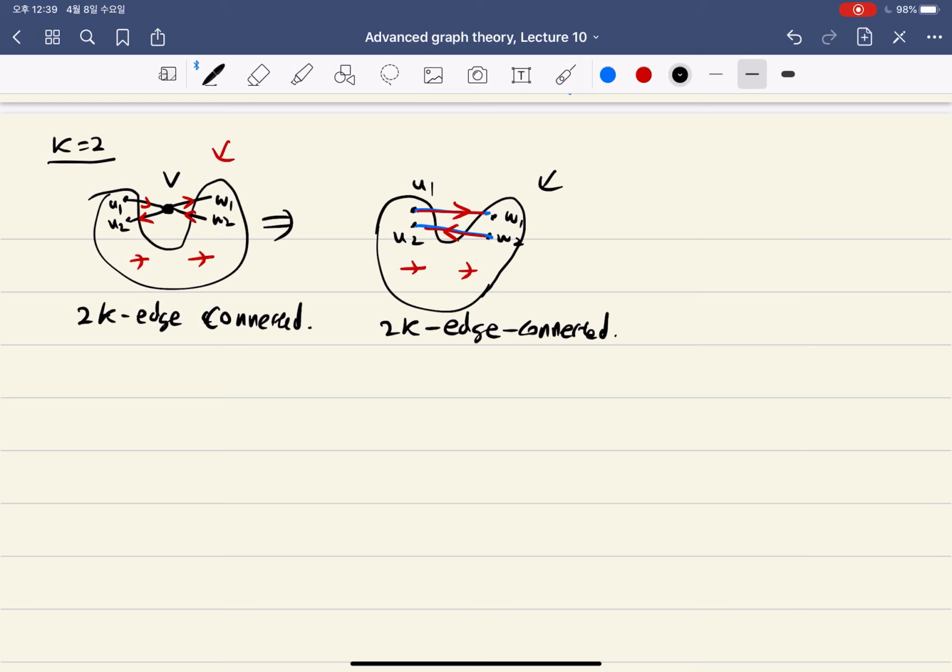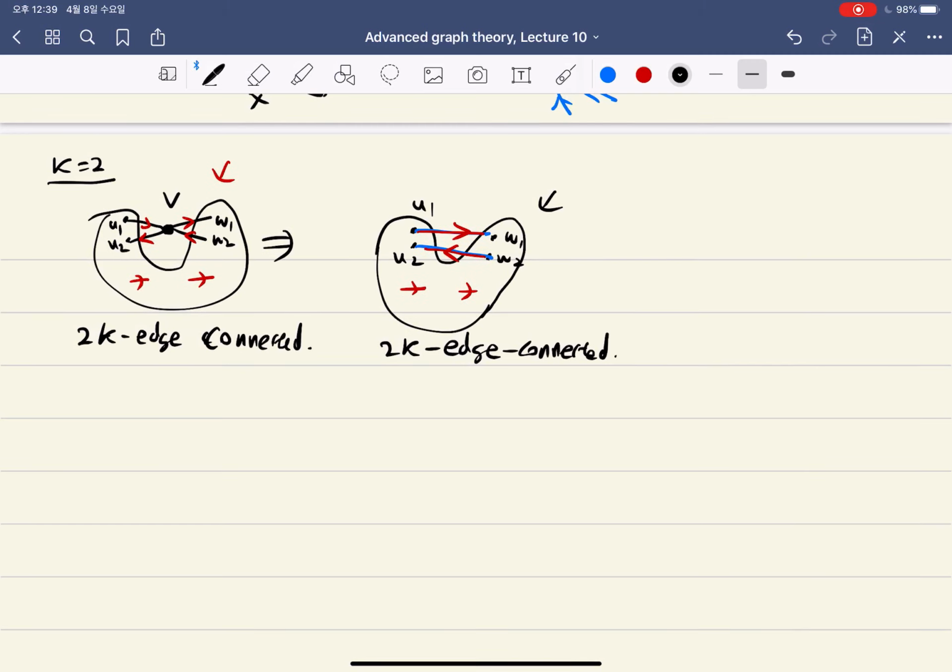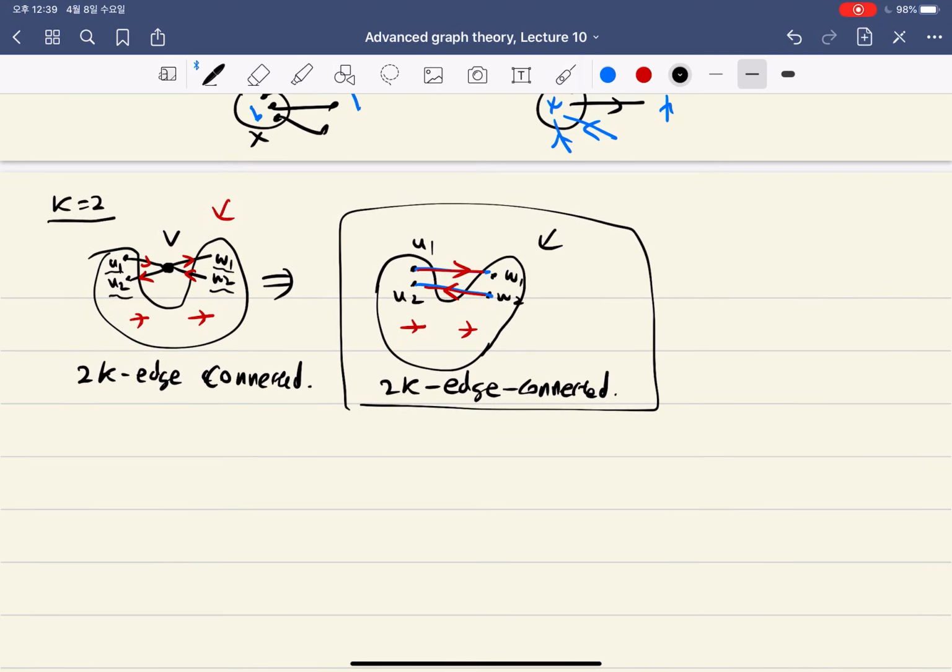And for that, we need to make sure that somehow we can pair this up, U1, W1, U2, W2, so that this resulting graph is 2K edge connected. So we want to pair this up in some way. And moreover, we want to pair them up one by one.